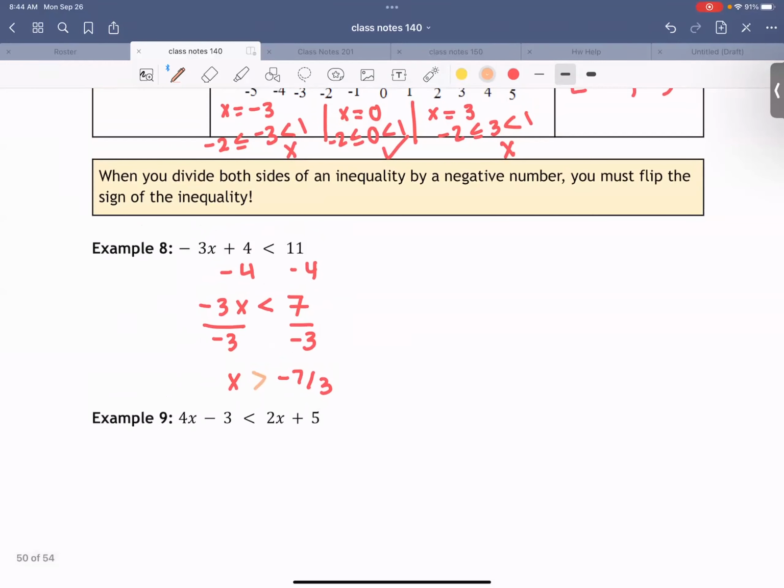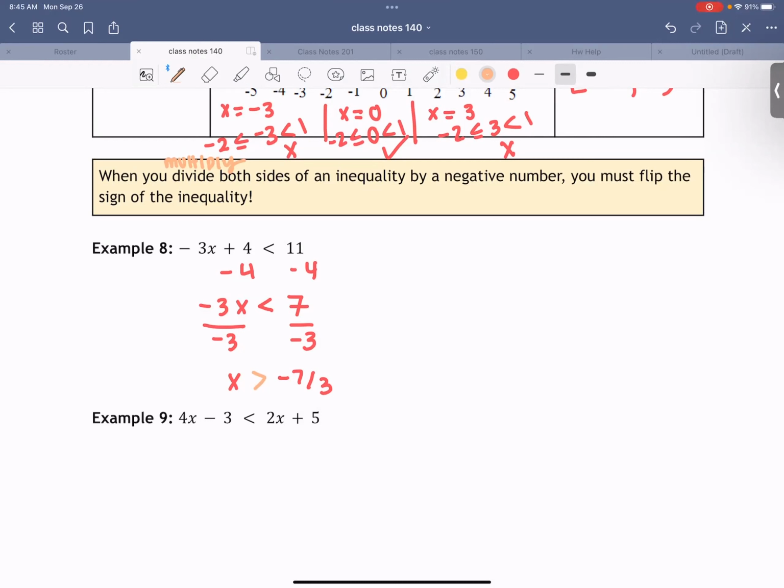Okay. I have this little highlighted box here. It says that when we divide both sides of an inequality by a negative number, we have to flip the sign. This also goes with multiplication. I forgot to put that in there. So when we either divide or multiply both sides of an inequality by some sort of negative number, we have to flip the sign. Okay. All right, so we have x is greater than -7/3.